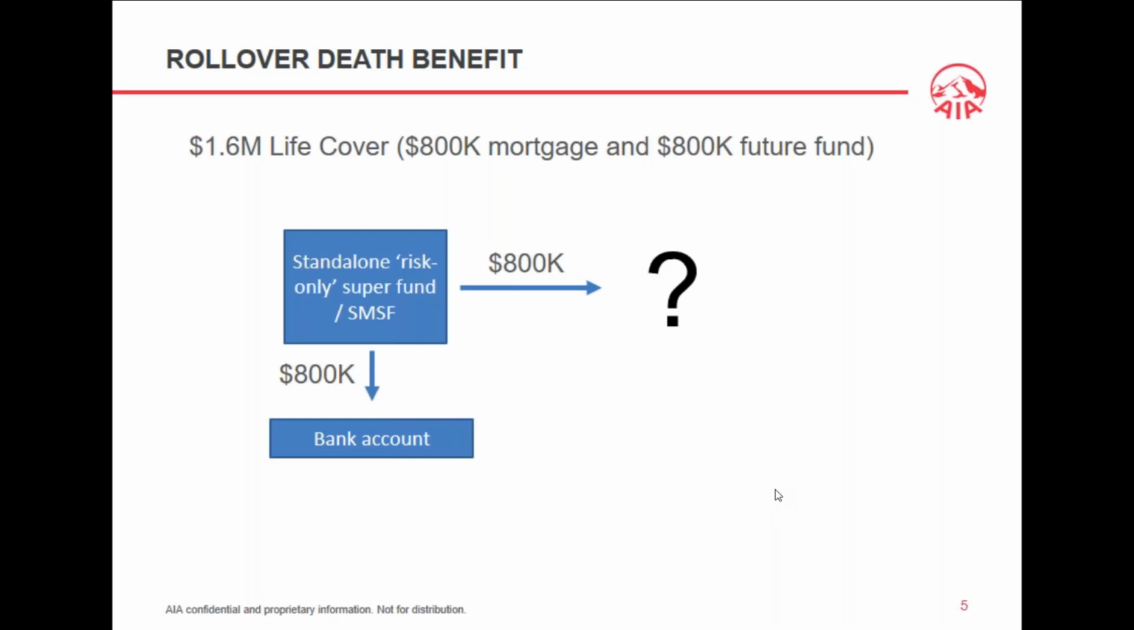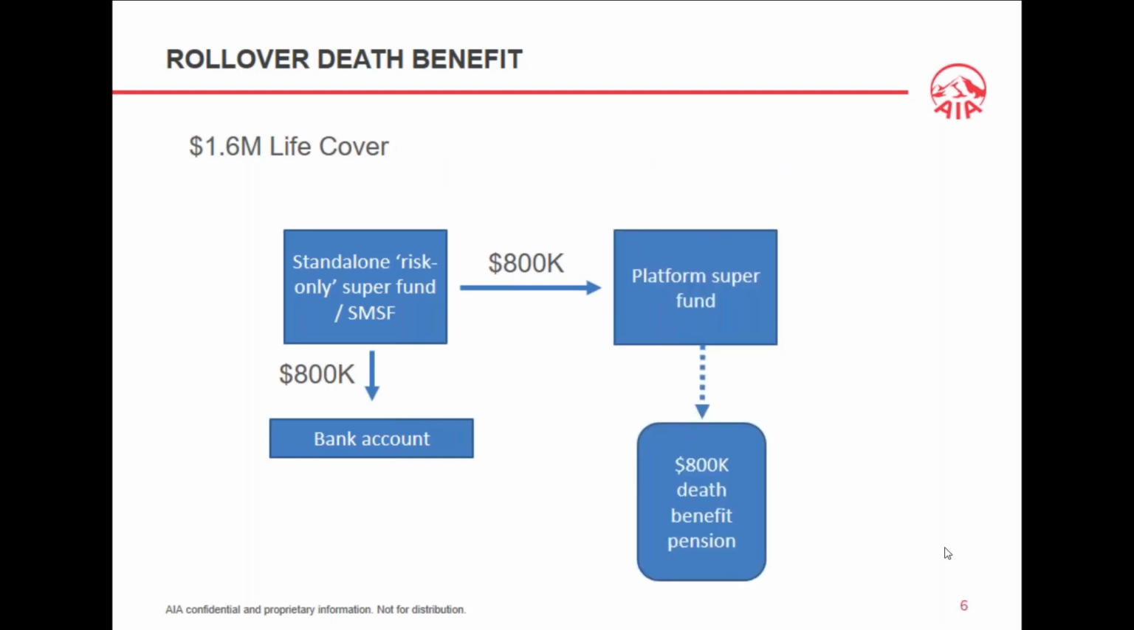So that's the situation, and from 1 July 2017, as I was alluding to earlier, there have been subtle changes to the tax laws which would allow the surviving spouse, or mum in this instance, to roll over the $800,000 from the standalone risk-only super fund or the SMSF to a platform superannuation fund, and by that we mean obviously a super fund that has underlying investments and accumulation interest that we can manage on behalf of the member.